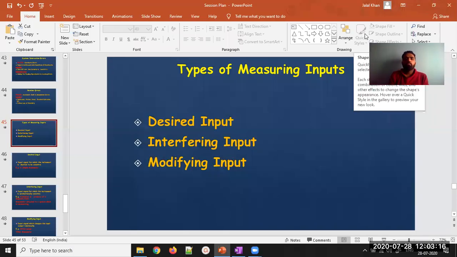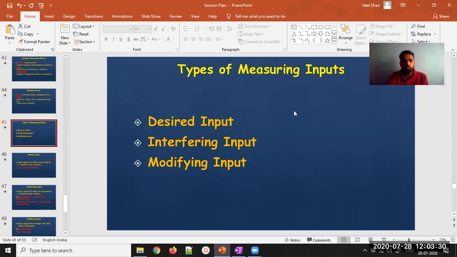Okay. So the topic that we are going to study today is the types of measuring input. Why do we call it measuring input? I hope you understand, because we are learning the basics of measuring instruments. So what are the measuring inputs that come into the instrument? That is the thing that we are going to study today.